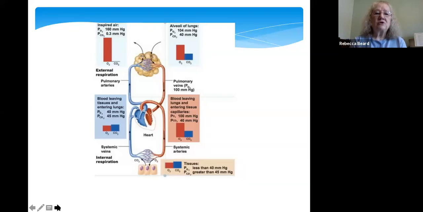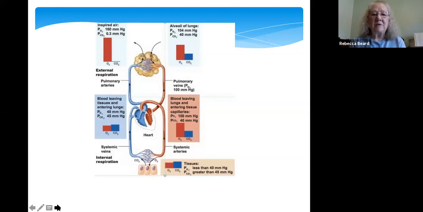So the pressure of oxygen when we breathe air in is going to be 160 millimeters of mercury. The pressure of carbon dioxide, since there's just a small portion in the air, is only going to be like 3 millimeters of mercury. Okay, so that's when it comes in.